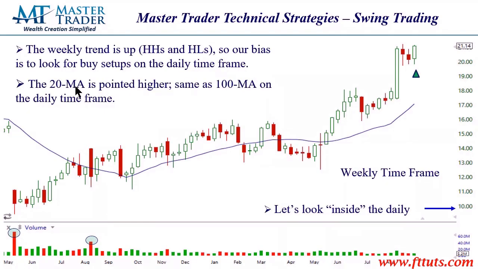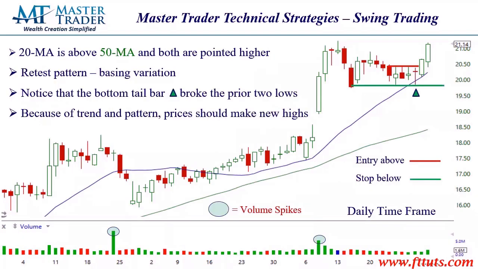Now, what we're looking at here is a weekly time frame. It's making higher highs and higher lows. We're looking for buy setups. As mentioned, the 20 MA is pointing higher, so we know that the 100 MA is pointing higher on the daily time frame. So let's go take a look inside of it.